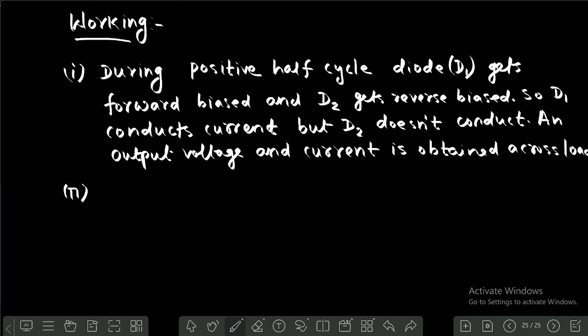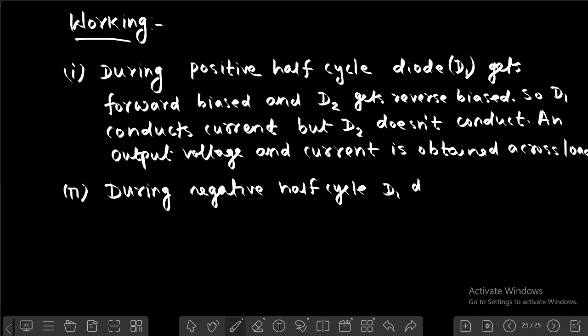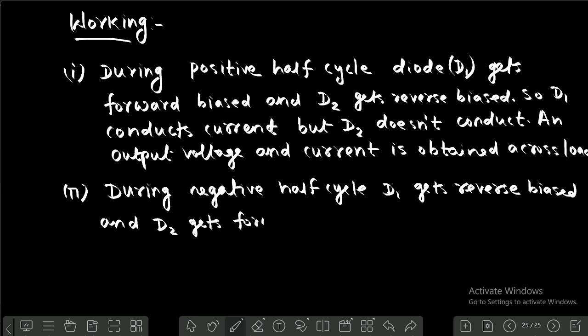Now the second point: during the negative half cycle, remember what happens here? D1 gets reverse biased, and D2 gets forward biased.